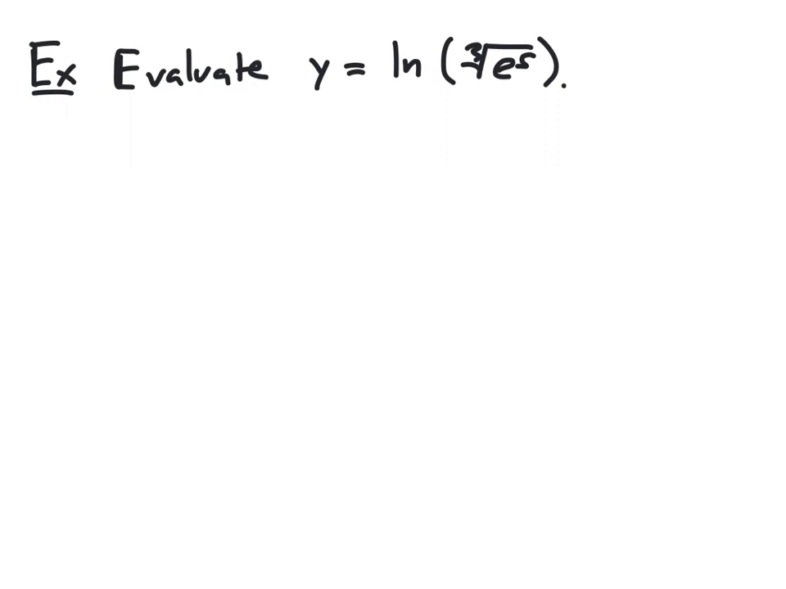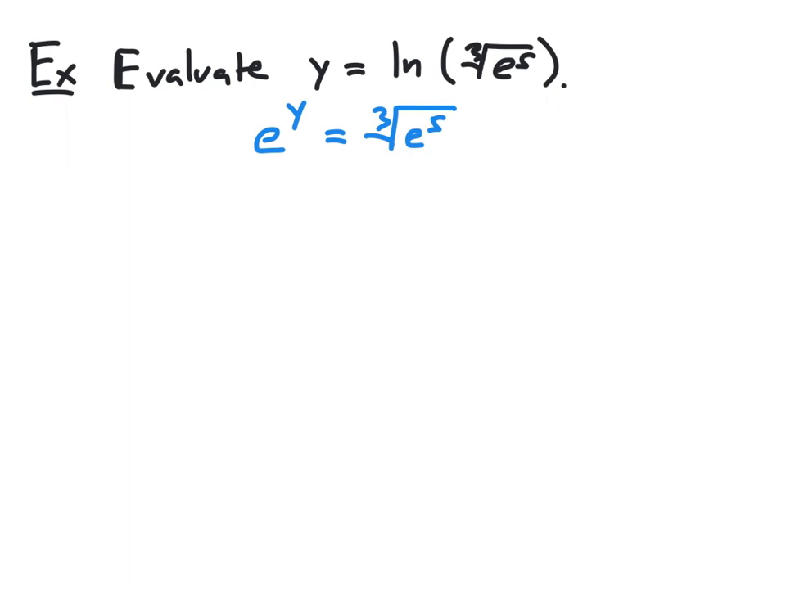So as always, we start by converting this to exponential form, and since we have a natural log, we're going to have a base e. So the exponential form of this equation is e to the y is equal to the cubed root of e to the 5th. And so what we need to do in order to find the value of y is rewrite the cubed root of e to the 5th so that it is e raised to some power. And we can do this just by recalling some various properties of exponents.